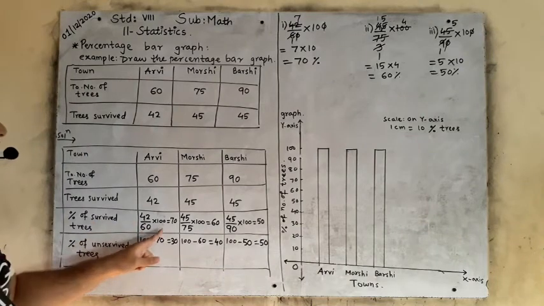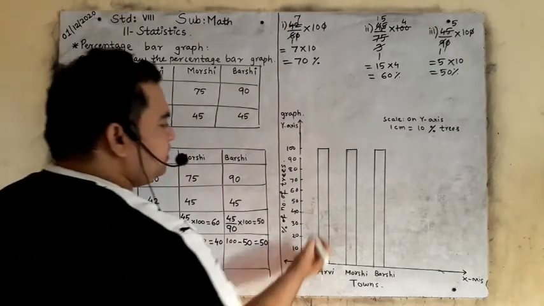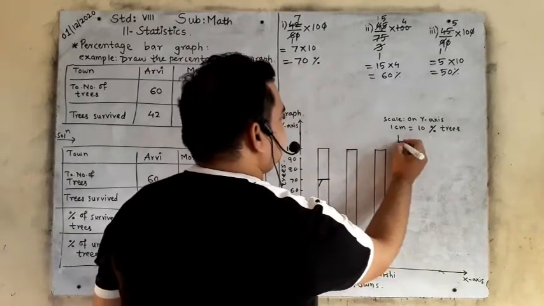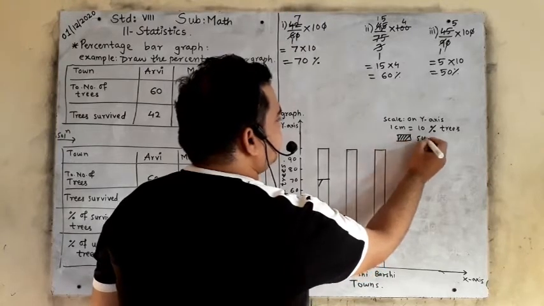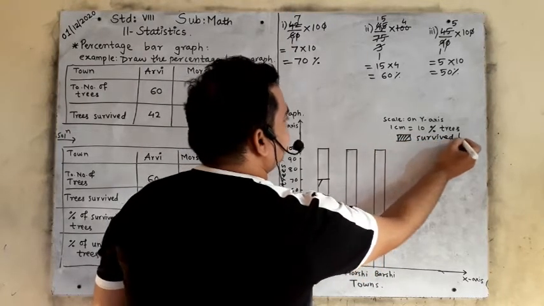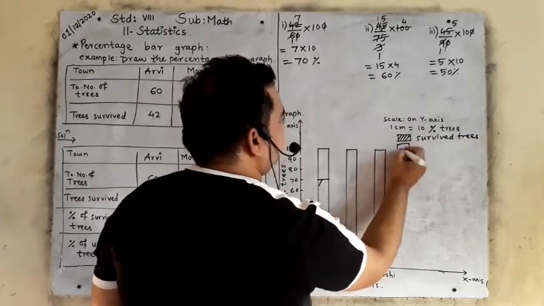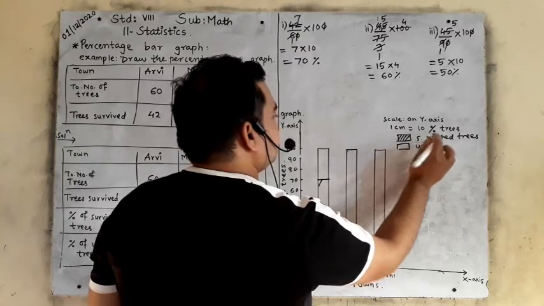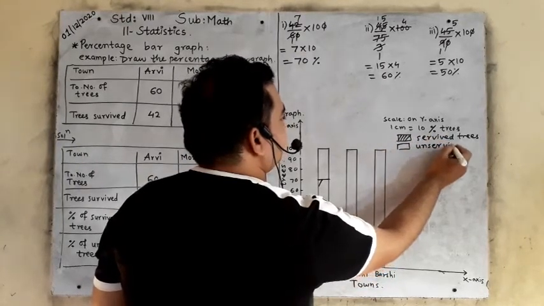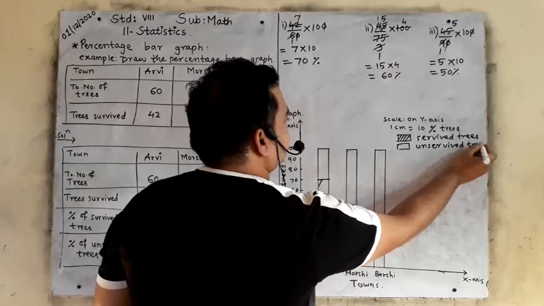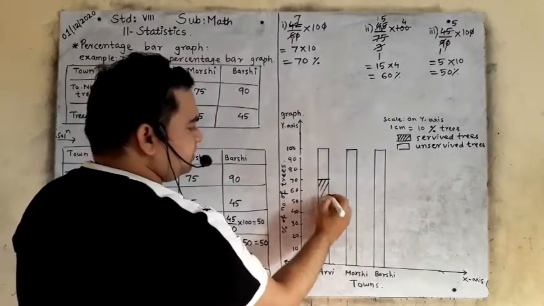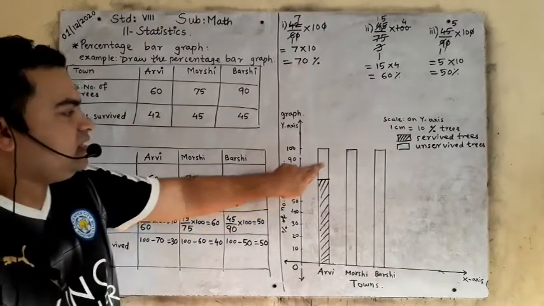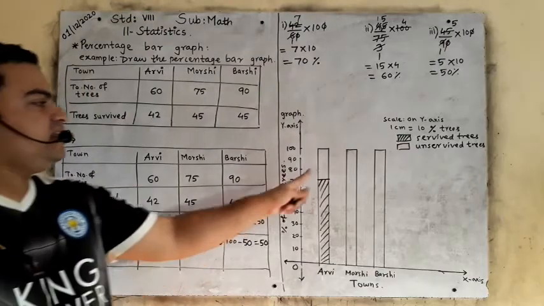See, the number of trees survived in Aravi is 70. So you will go till 70, and you will show that one box is survived trees, and the empty box means unsurvived. So first in Aravi, 70% trees are surviving. It means the rest, that is 30% trees, unsurvived.